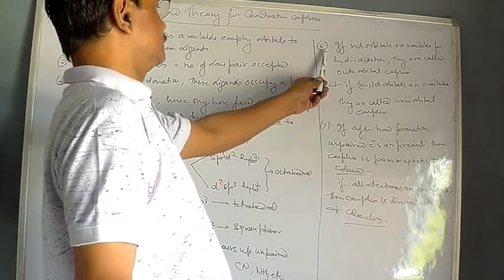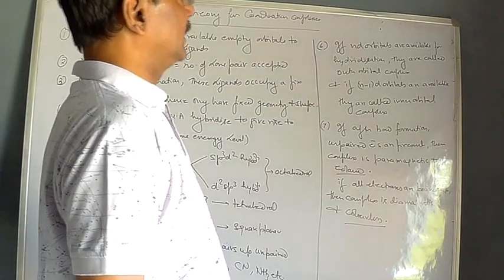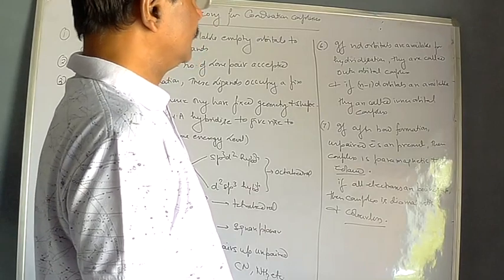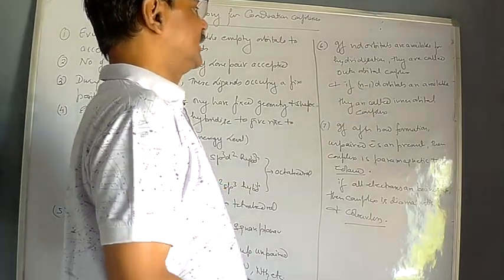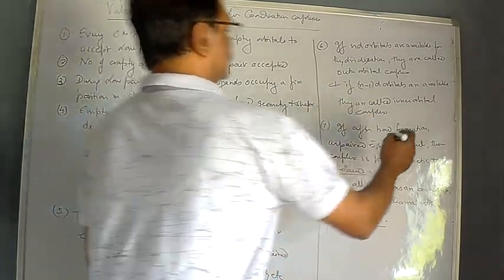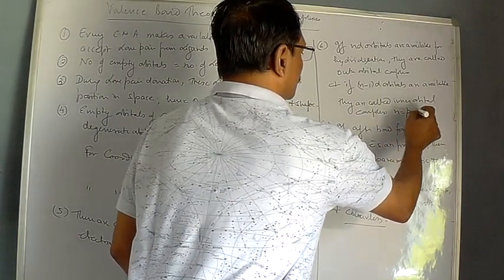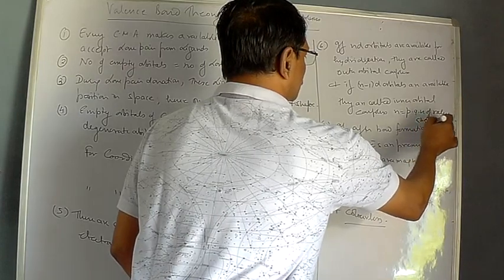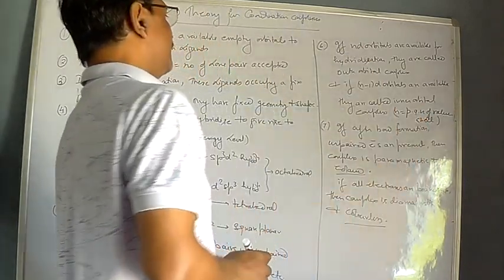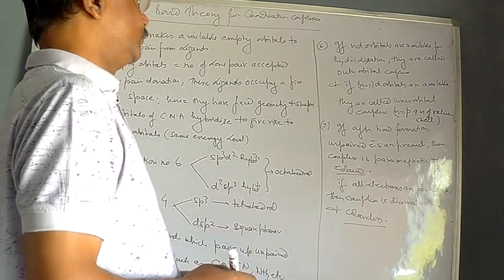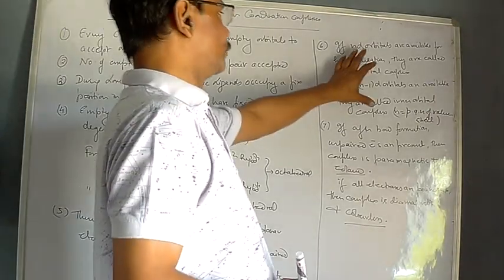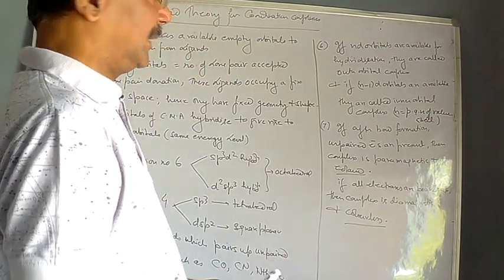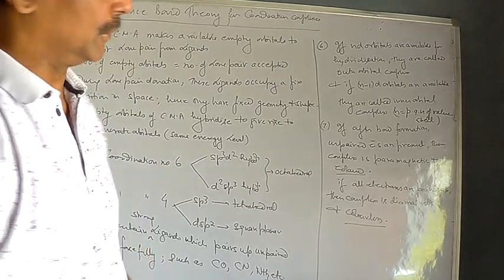Then we come to the next, number 6. If nd orbitals are available for hybridization, they are called outer orbital complex. And if (n-1)d orbitals are available, they are called inner orbital complex, where n equals the principal quantum number of the valence shell. Class, this point you will understand when I take examples of valence bond theory. So for the timing, we'll just hold on. Point number 6, if nd orbitals are available, they are called outer orbital. If (n-1)d are available, they are called inner orbital complex.